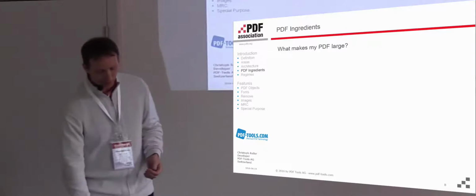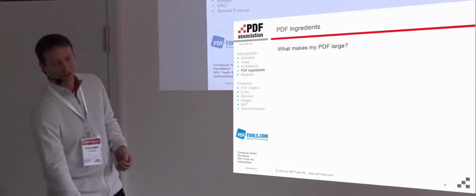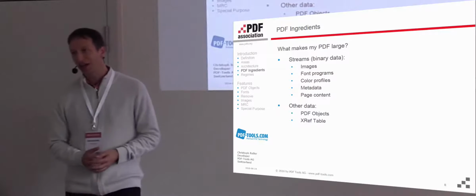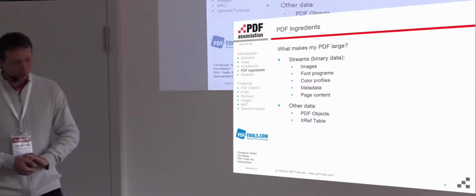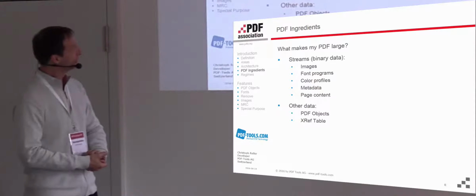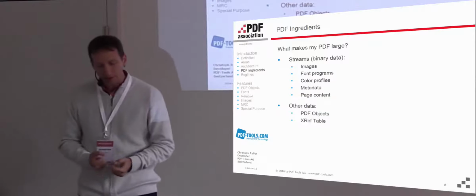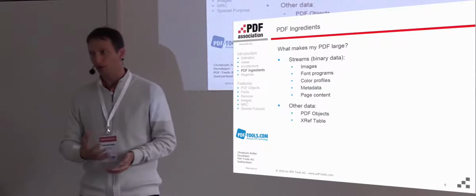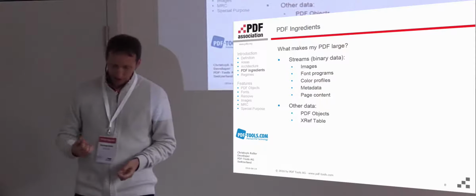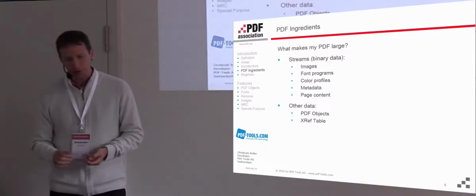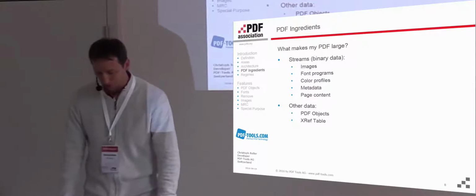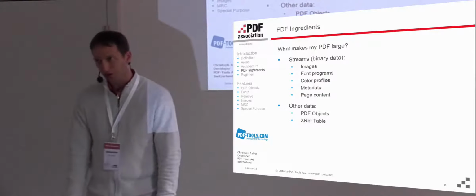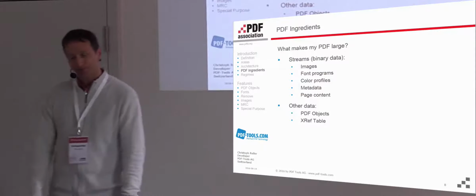So, what does make my PDF large? I think everybody of you knows a little bit about the internal structure of PDF, so I don't have to tell you that. There are indirect objects that can have streams attached to them, which contain binary data, and these are used to store images from programs, color profiles, metadata, page content. And of course there are other PDF objects, and there is the xref table.